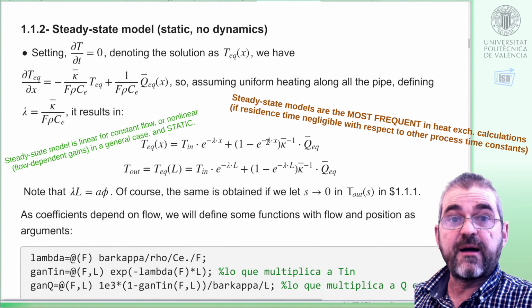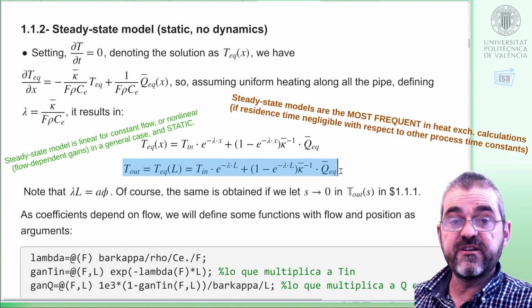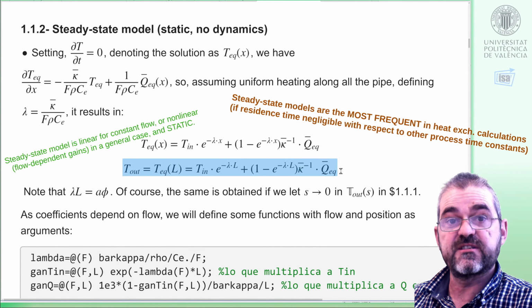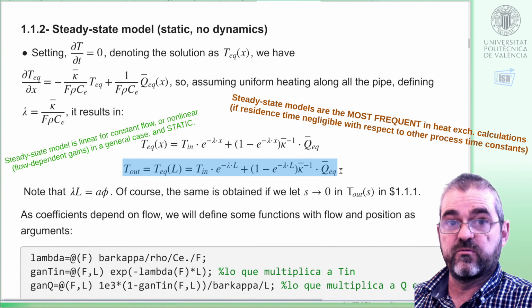Importantly, in slow applications, this is the most frequently used model. If you come from an undergraduate heat transfer course, maybe this is the only detailed equation you have seen about heat exchangers, and it's for one reason, because it's the most frequently used in applications.